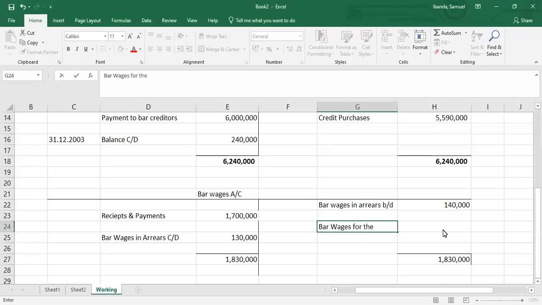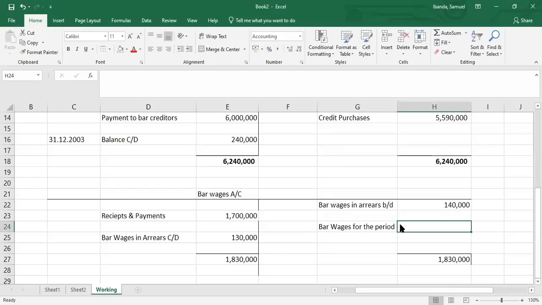All right, sorry, I was a bit kicked out, but I'm back here. So the wages for the period should now be the 1.8 minus the 140, okay, which is the 1690. So this will be my trading account. This is the amount of money that I will record there. So that is the reason why I've drawn up this account.